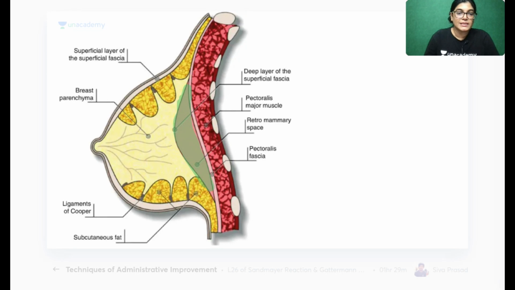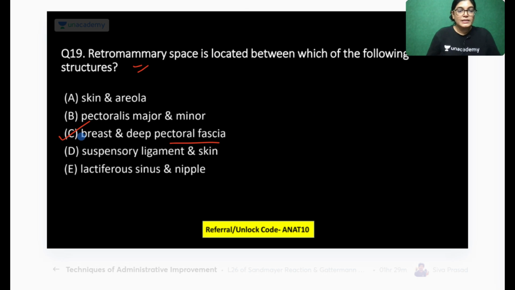This space is exactly located between the pectoralis fascia. Can you see here? This line is the pectoralis fascia and this whole area is the breast. So all of you can clearly appreciate the space here. This is the retromammary space, and it is located exactly between the breast and the deep pectoral fascia. Is it clear, everyone? Anuja, Soumya, those who have joined.